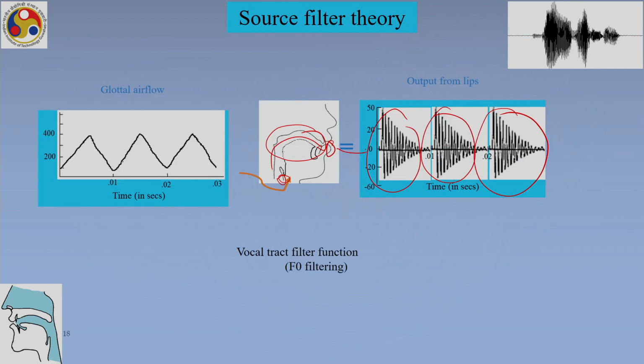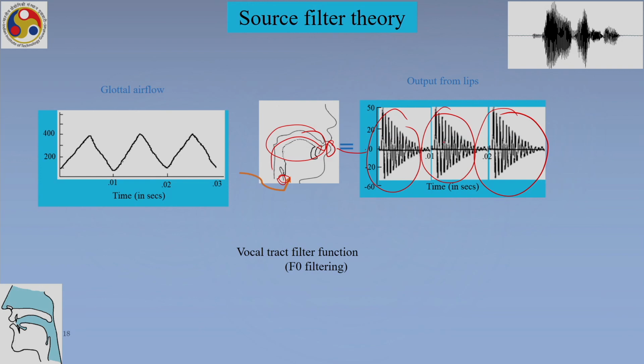Before we move on to looking at vowels, as we have talked about before, the glottal airflow goes through the vocal tract filter function and gives us the output from the lips. So what we see here, the up and down movement, is because a resonator filters the glottal airflow and results in these kinds of movements.